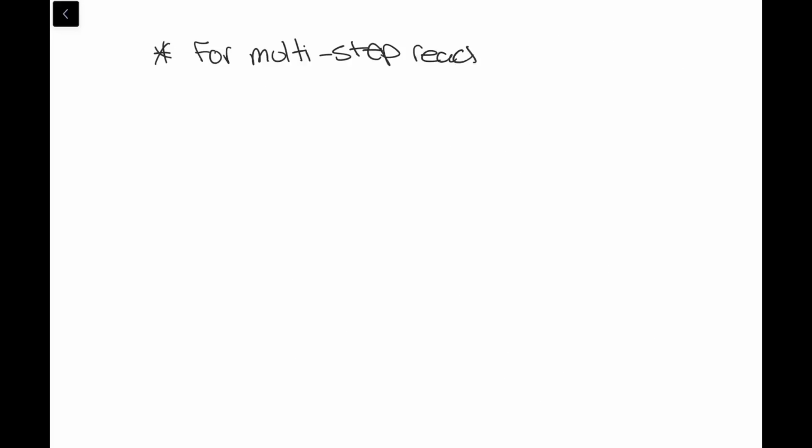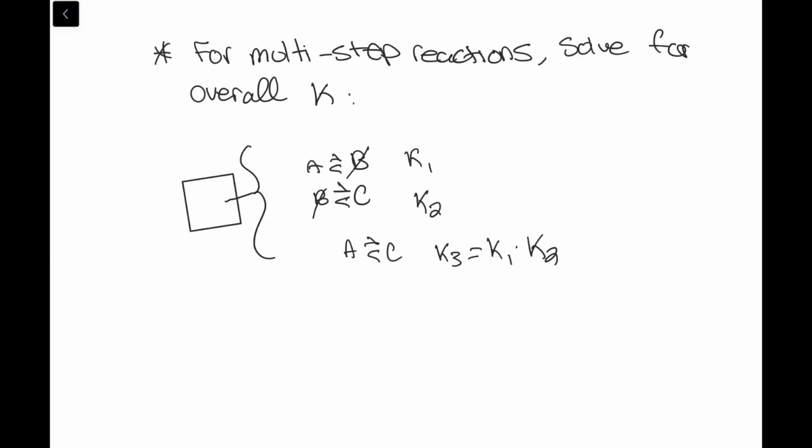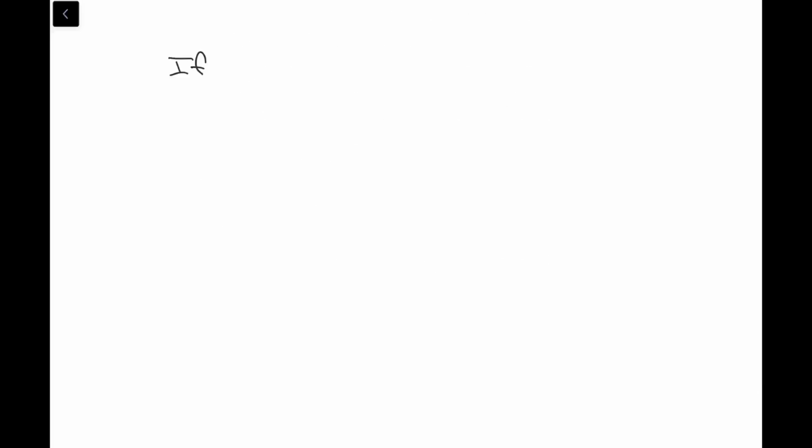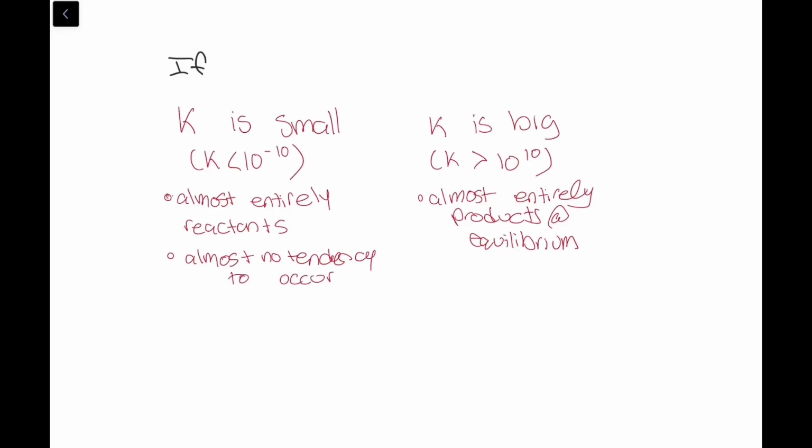When we're working with multi-step reactions, we want to solve for the overall K. So let's say this is both in one reaction vessel. And let's say the B has negligible concentration. Well, it could just cancel out and we can multiply the two equilibrium constants together. There are also more shortcuts, like if K is smaller than 10 to the negative 10, it's almost entirely reactants, while if it's bigger than 10 to the 10, it's almost entirely products. Now, when K is that small, there's almost no tendency for the reaction to occur, but when it's that big, there's a strong tendency to go to completion.